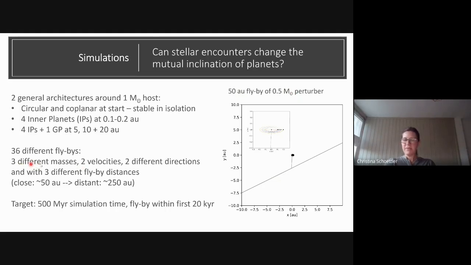I tested 3 different masses. They flew by at 2 different velocities. They came from 2 different directions and at 3 different flyby distances: 50, 150, and 250. The flyby was within the first 20,000 years, so virtually at the beginning of the simulation, and we then ran the simulations for another 500 million years.